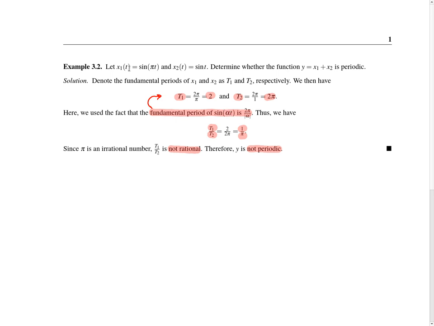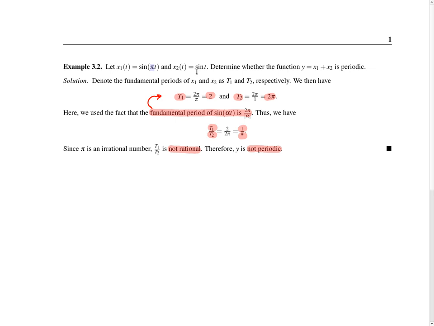So if we look at the function x1 to compute its fundamental period, because we have this constant pi here, the fundamental period of x1 will simply be 2 pi divided by this constant pi. In other words, it will be equal to 2 when we simplify.